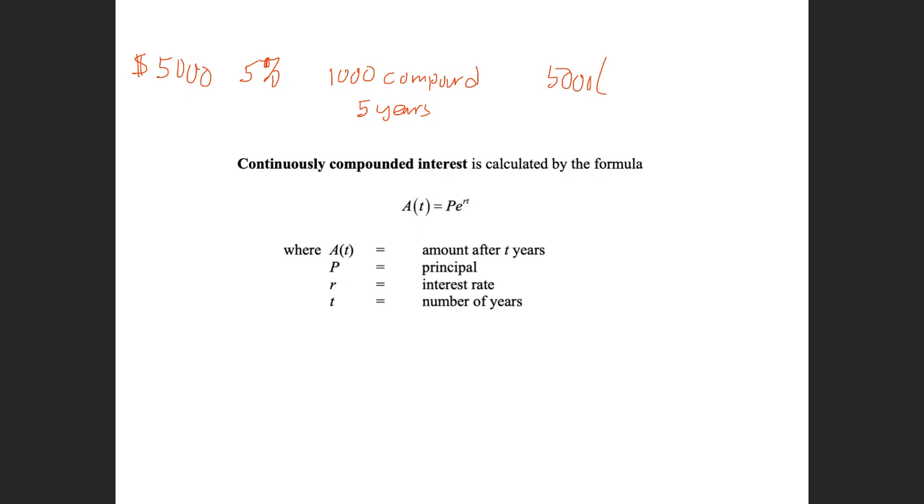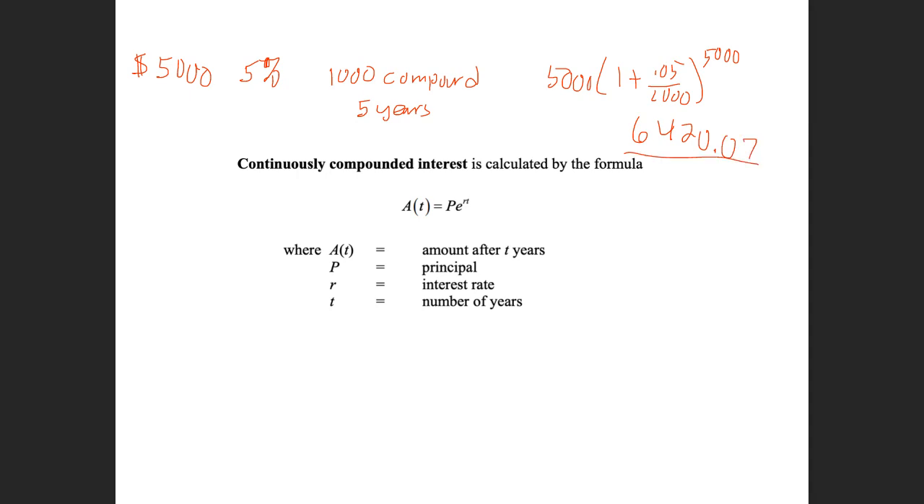Okay, so I've got 5,000, and then 1 plus 0.05 over 1,000, because that's my n value, and then that would be to the 5,000th power, right? Because n times the number of years is the number of times I'm compounding. So I've got 5,000, 1 plus 0.05 divided by 1,000 raised to the 5,000 power. Okay, and I end up with $6,420 and like 7 cents.